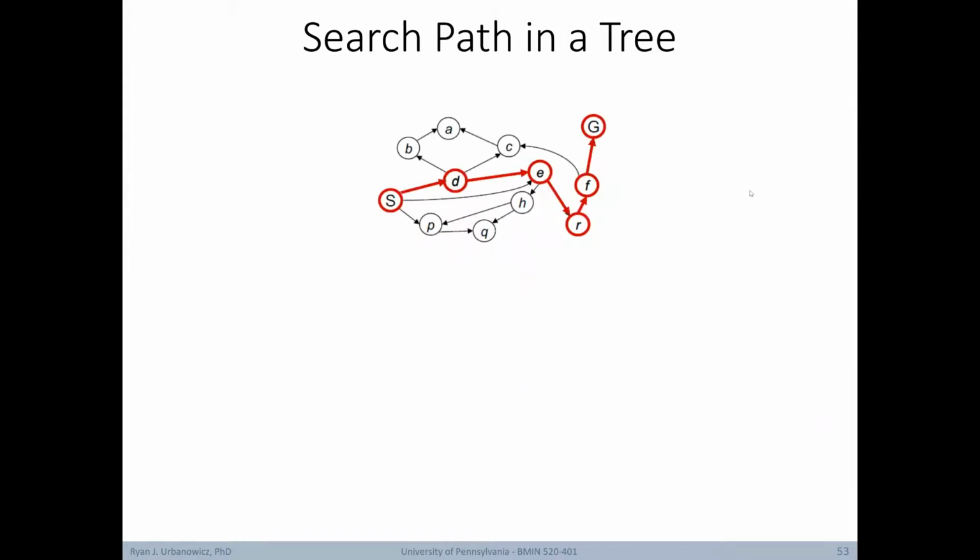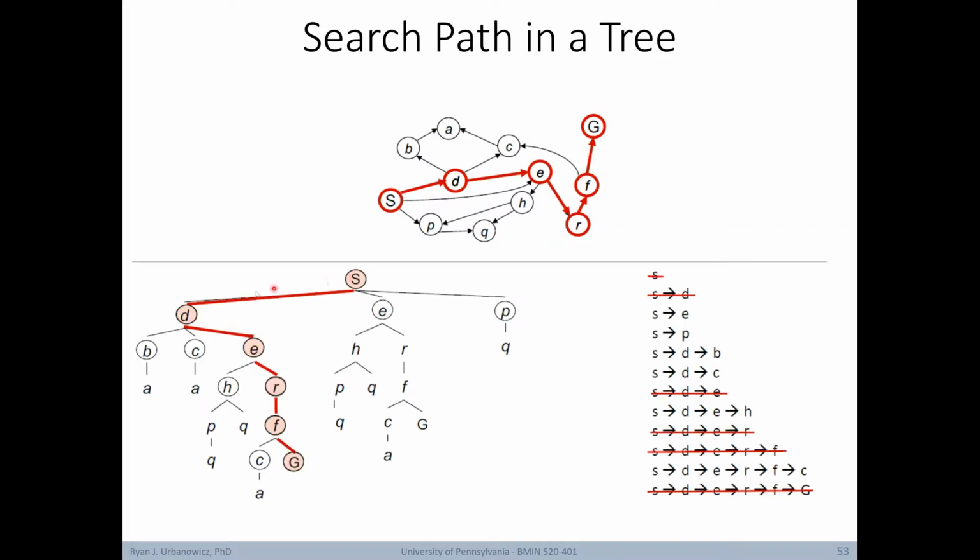Let's take a closer look at search paths in trees and graphs. So here we have that same optimal search path from our search graph. Here we can see that same path illustrated as a single branch down a search tree. Over here on the right, we show all possible transitions in this search space that takes us to each unique node in our solution space. So S, D, E, P, B, C, and so on.